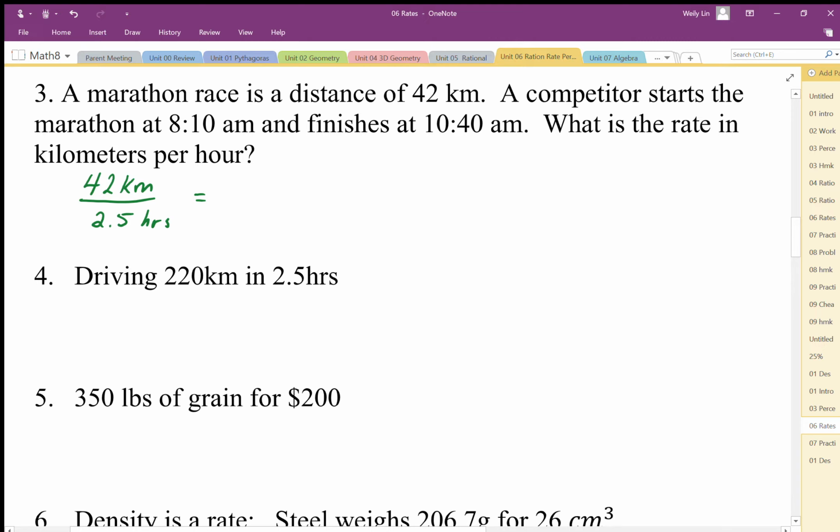And to find the unit rate, I divide. So I take that 42 kilometers divided by 2.5 hours. I end up with 16.8 kilometers per hour. Now that is a very fast running pace for 42 kilometers.